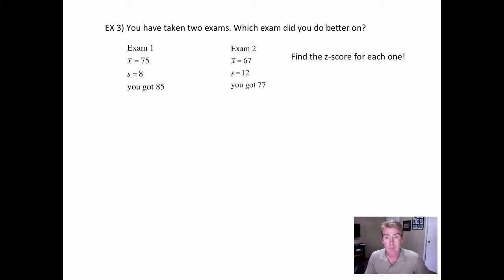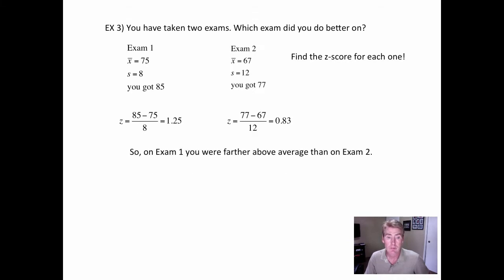So if we find the Z-score, this one would have a Z-score of 1.25, and this one just a Z-score of 0.83. Being 1.25 standard deviations above the mean is better in this situation. So if the teacher tells the class, okay, you get to throw out one of your exam scores and keep one, you tell me which one it is, it's going to be exam 1. That's the keeper. But unfortunately, notice that neither was over 2.0, so neither was unusually good.